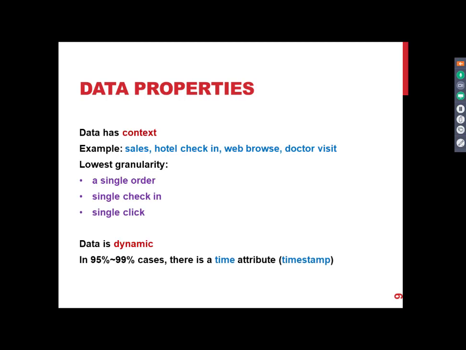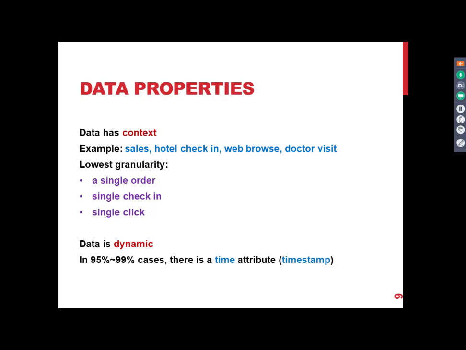Let me talk about what is data. I found that data has some prominent properties. So first, data has context. A number is a number. A number without a context is not data. Data must have context. Like it's sales data, hotel check-in data, web visit data, or doctor visit data. So there are many scenarios where data is produced.